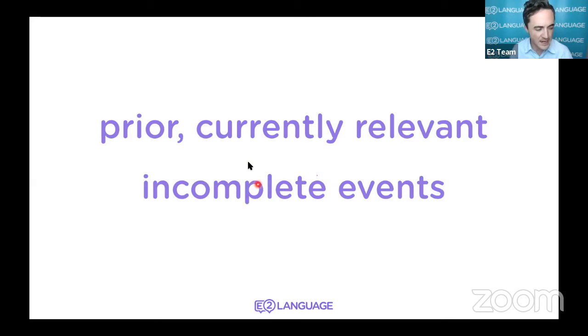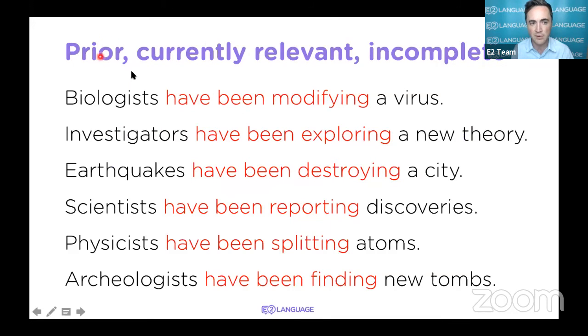One more. This is the fourth verb that relates to the present. And it also has a different meaning to the other ones. It's prior, it's currently relevant, but it's incomplete. That's the difference here. So prior, currently relevant, but incomplete. Please spend 30 seconds reading this.